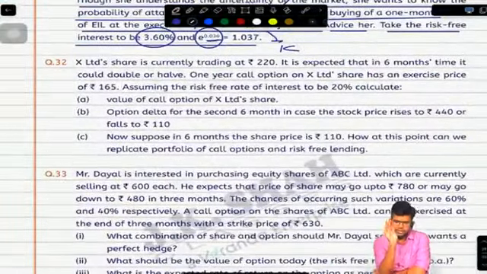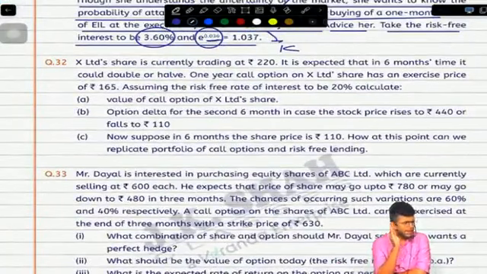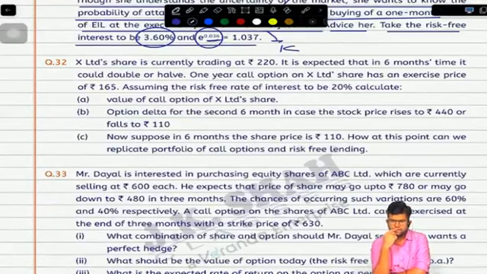Come to question 32. Read the question only till point A. This is an ICAI question. Read the question only till point A. If nothing is given, calls are always European.